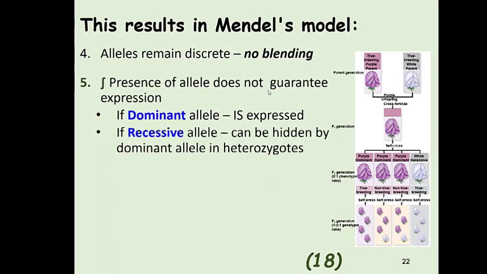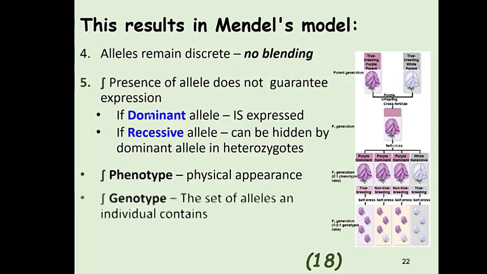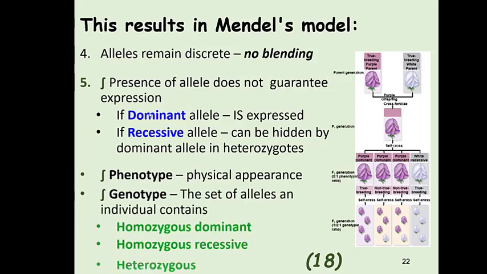We also want to remember that just because the allele is there doesn't mean that we're going to see it. It's not necessarily going to be expressed, because the recessive allele can be hidden by the dominant allele, and we see that in the heterozygotes. Now, if there's a dominant allele, it is absolutely expressed. The phenotype, remember, is the physical appearance, and the genotype, the set of alleles.